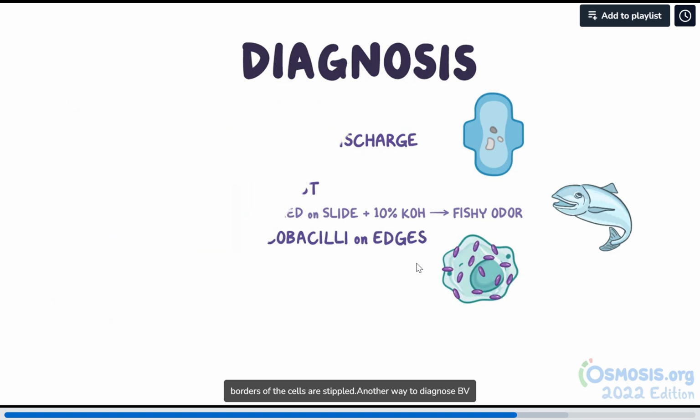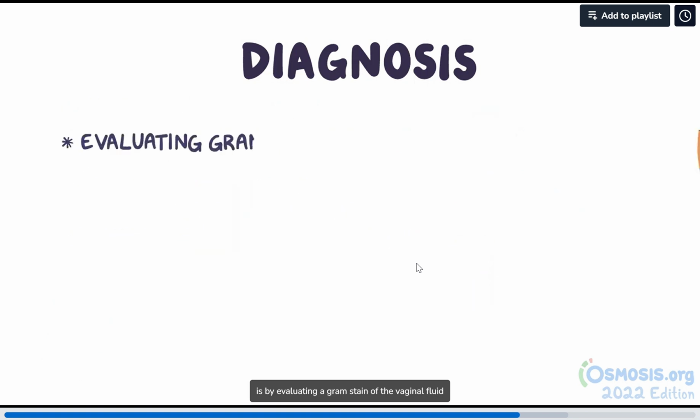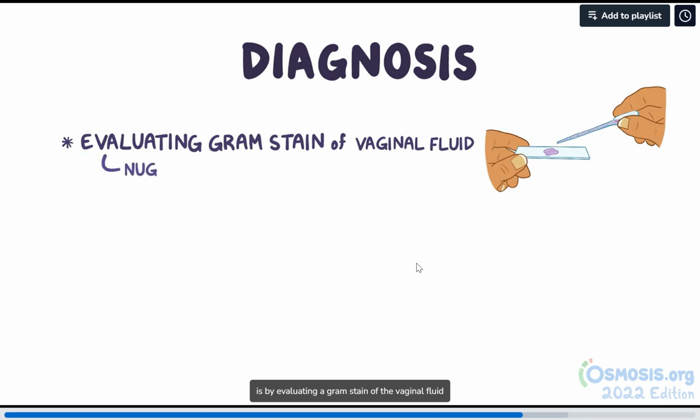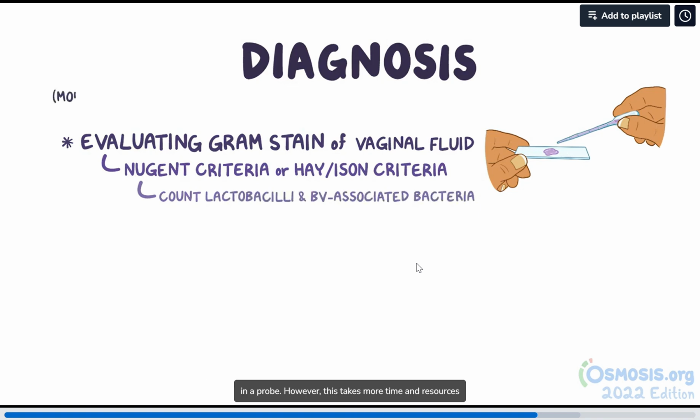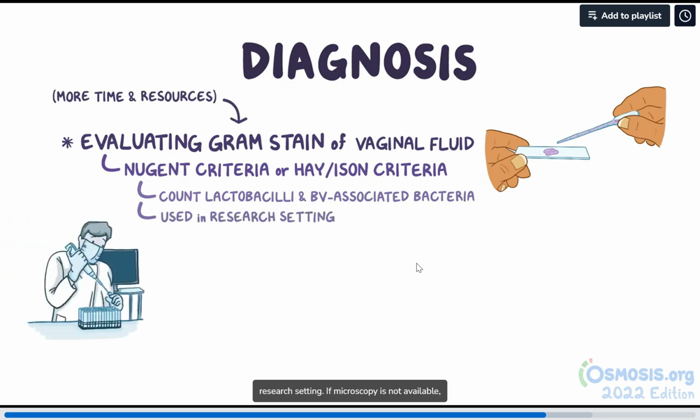Another way to diagnose BV is by evaluating a gram stain of the vaginal fluid using Nugent criteria or Hay-Ison criteria, and count the number of lactobacilli and BV-associated bacteria found in a probe. However, this takes more time and resources than the AMSL criteria, so it's mostly used in a research setting.